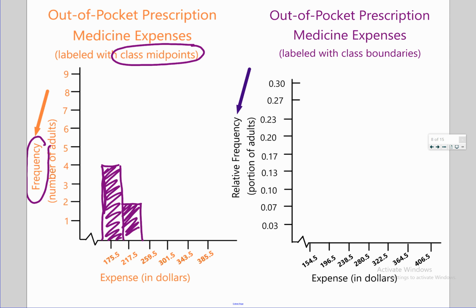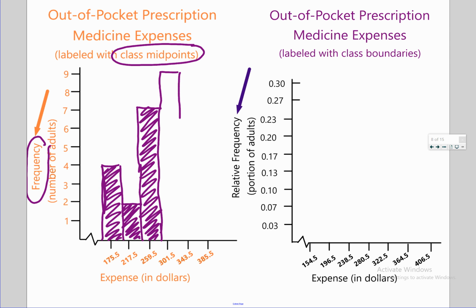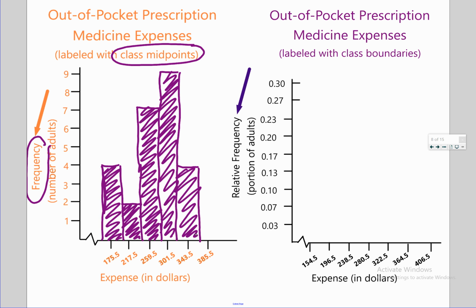So my next bar at 217.5, representing my second class, goes to 2. Then it went to 7. All your bars should be the same width if you've labeled your x-axis correctly. Then it jumped to 9, I think, right? And then to 5. Was it 5? Yep. And then 3 was the last one. Okay, so there's my histogram.